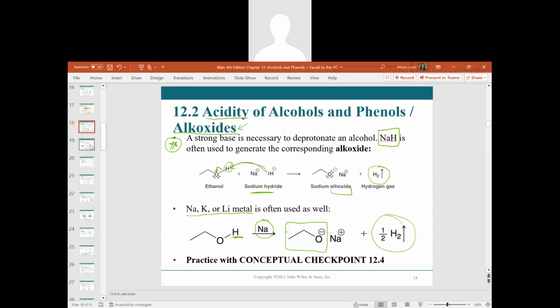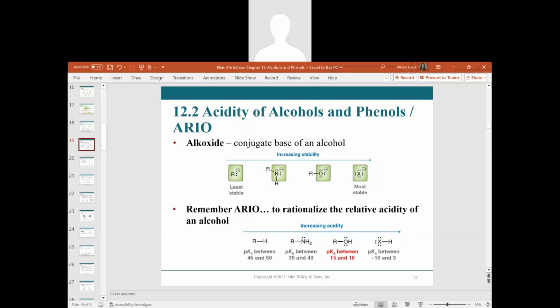So let's take a look at how we can compare the acidity of our alcohols or phenols. Similar to what you might have seen in chapter 3, where we compared organic acids one to another. When we compare alcohols and phenols, we're going to compare the conjugate base, the alkoxide ion stability, just like we looked at deprotonated forms or the conjugate bases of other acids. So now we're going to look specifically at the alcohol conjugate base.